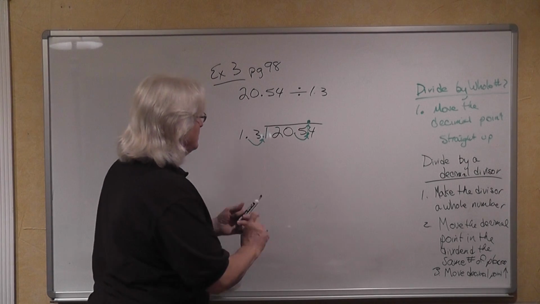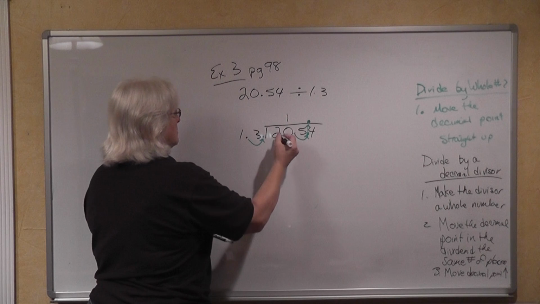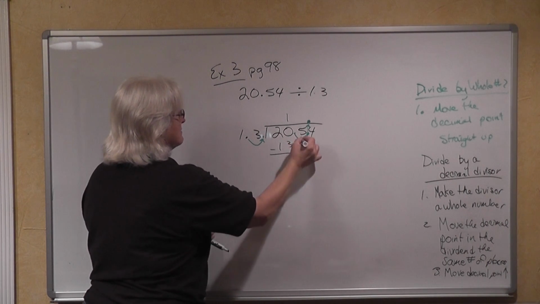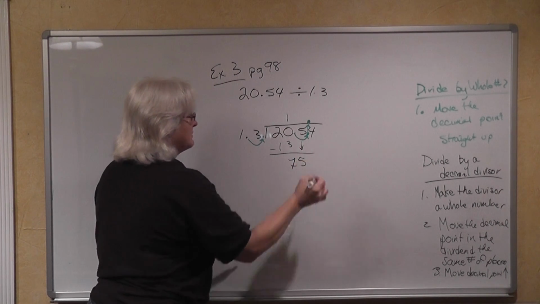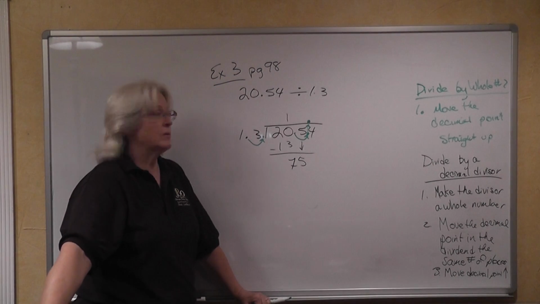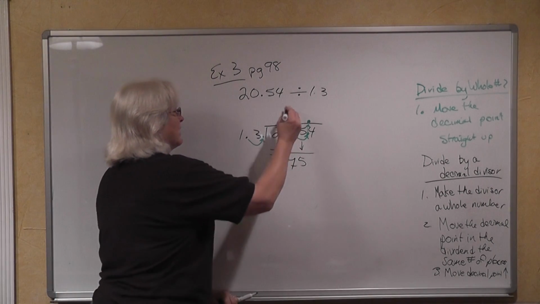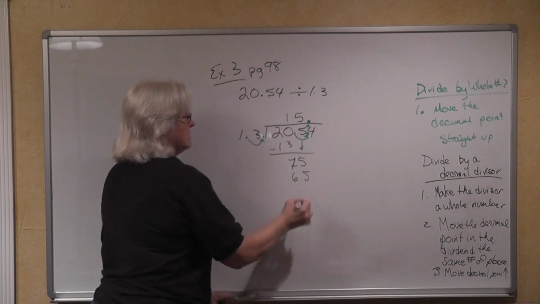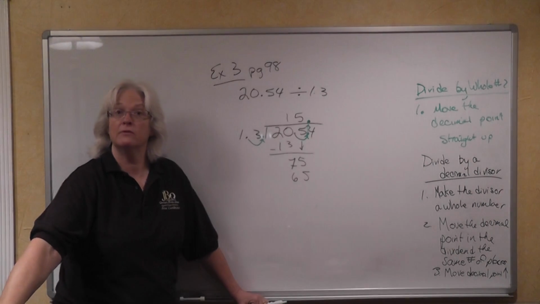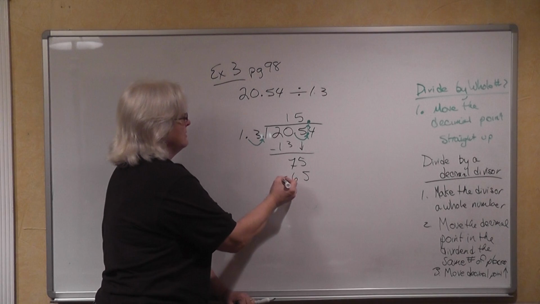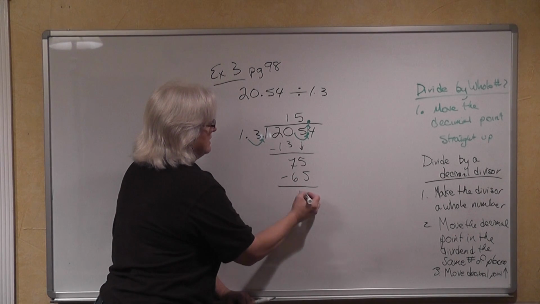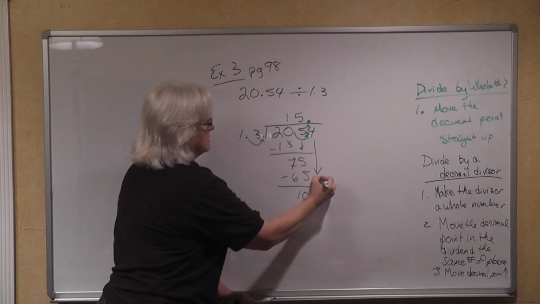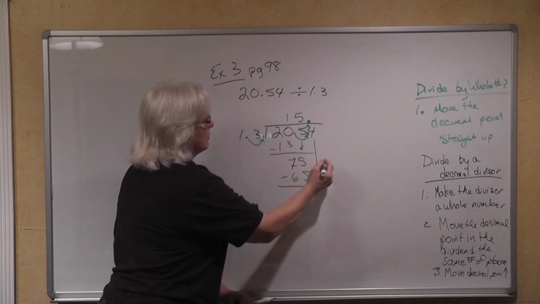13 goes into 20 one time. 1 times 13 is 13. We subtract, we get 7, bring down our next digit, which is a 5. 13 will go into 75 5 times. 5 times 3 is 15, carry 1 is 65. When we subtract that, we have 10. We bring down our next digit, which is a 4.